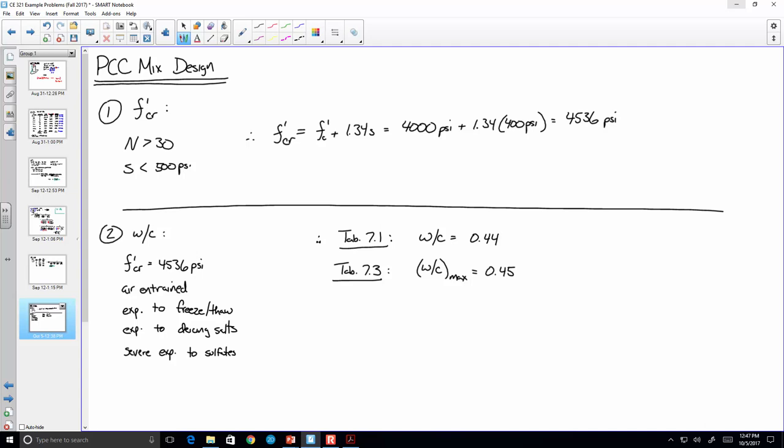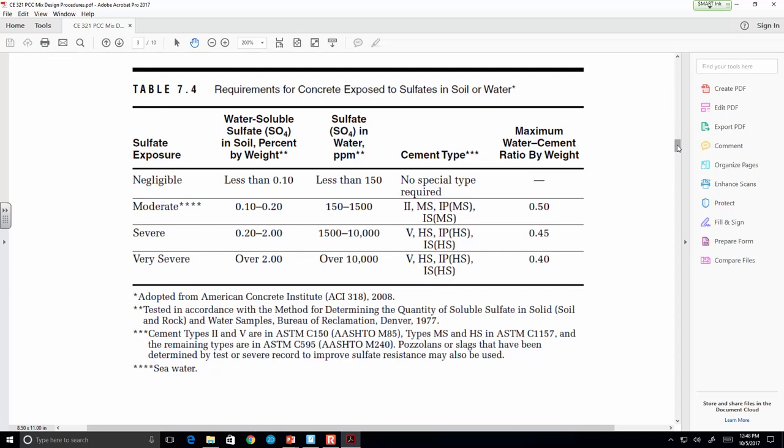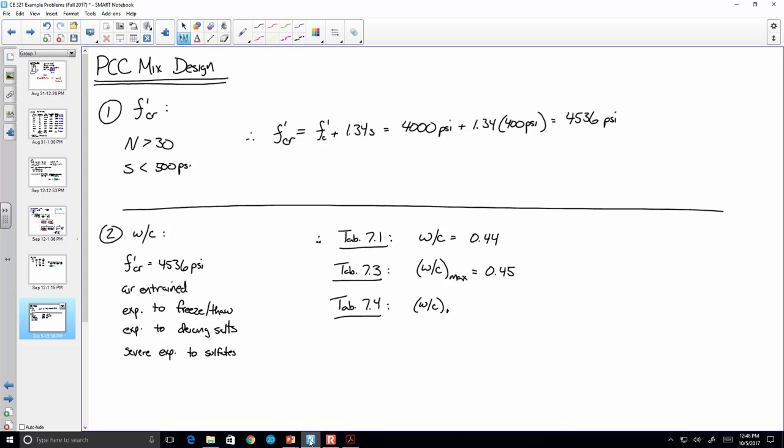All right. Table 7.4. So based on table 7.4, what do we got going on? Based on severe exposure to sulfates, our maximum water cement ratio is 0.45. Does everybody see that? Okay. So again, w/c max is 0.45.